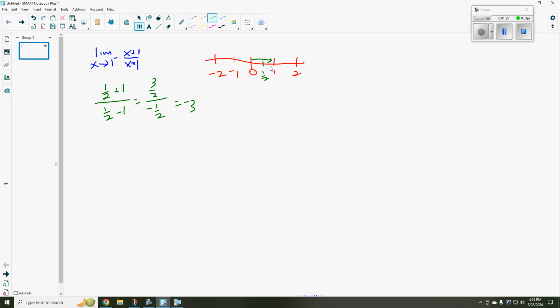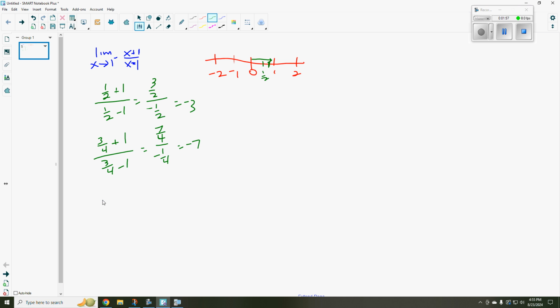Or if I got closer to 1, let's say 3/4, I'd have 3/4 plus 1 divided by 3/4 minus 1, and that would give me 7/4 divided by -1/4, and doing that, that would give me -7. So I can see in what direction I'm going here. And then I just said, well, what if it was like 0.99?